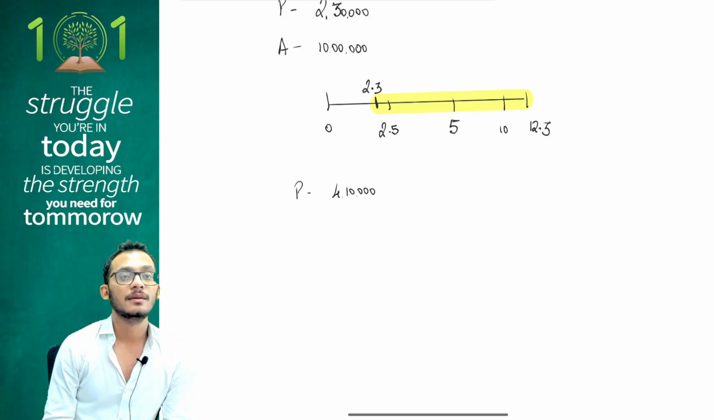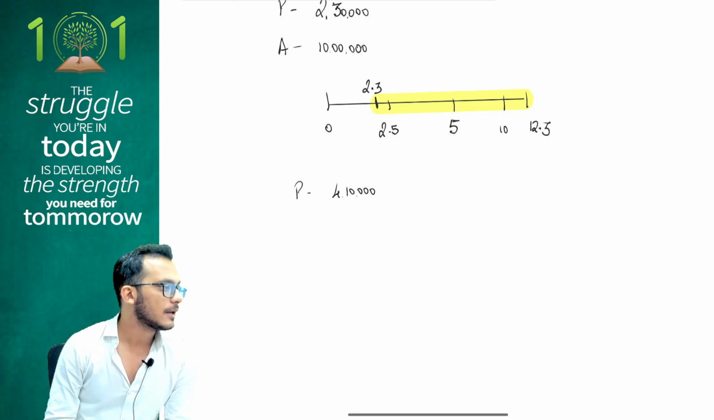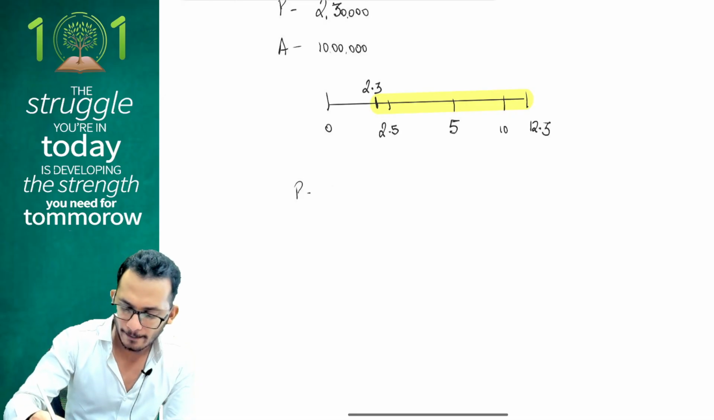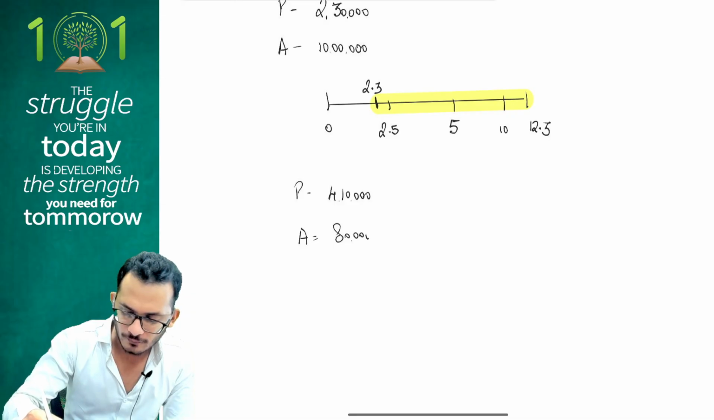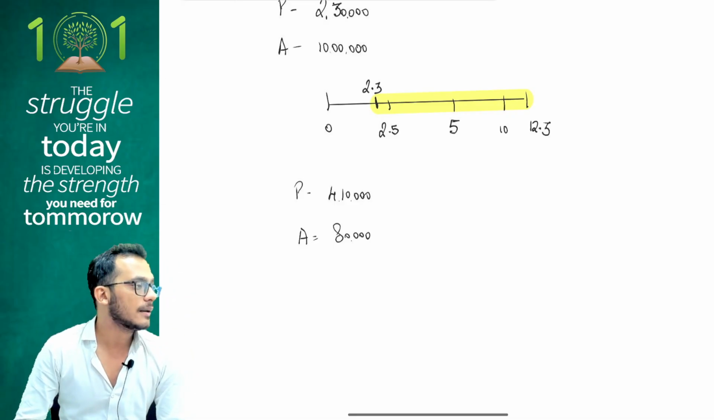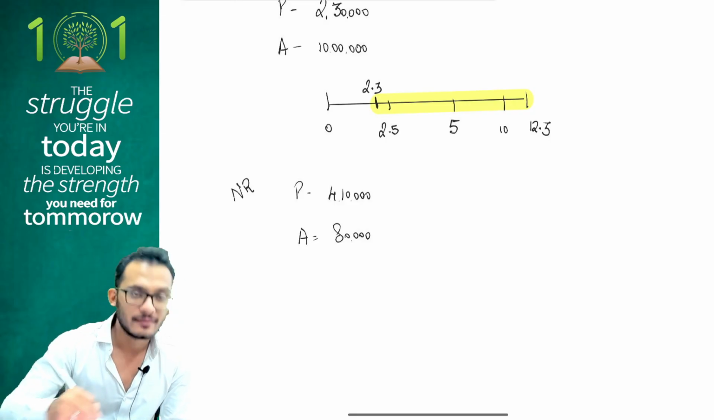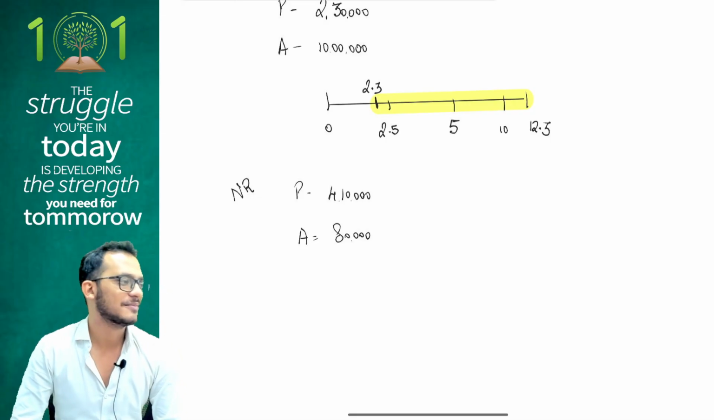My PGBP income is 4,10,000. No, I think this will not work out. Let's try. My PGBP income is 4,10,000 and my agricultural income is 80,000. I am a non-resident. Just to clarify, I'm not getting rebate.